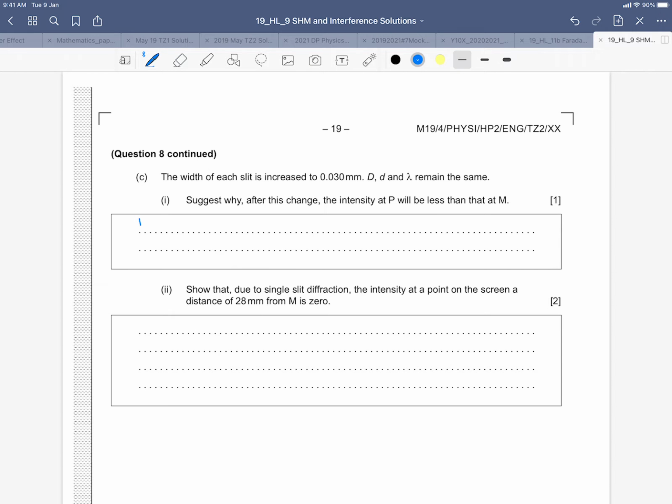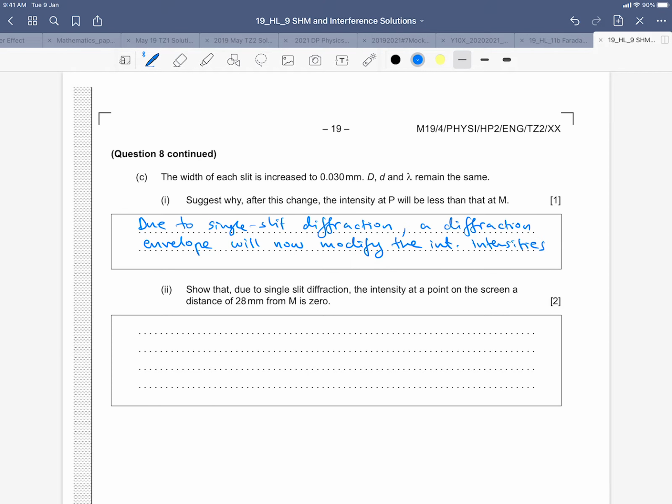So due to single slit diffraction, a diffraction envelope will now modify the interference intensities. Okay, so the intensity decreases a bit as you move away from the center.